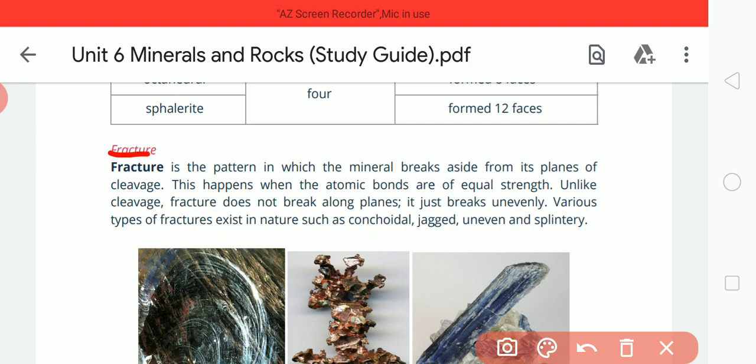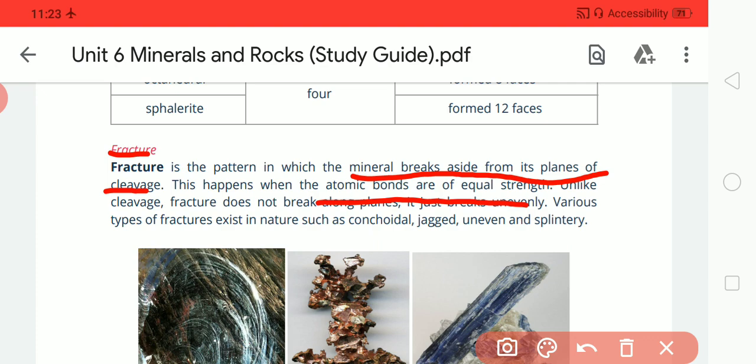Now, fracture is the pattern when minerals break aside from its planes of cleavage. So this happens when the atomic bonds are of equal strength. Unlike cleavage, the fracture does not break along planes. It just breaks unevenly. Various types of fractures exist in nature, such as conchoidal, jagged, uneven, and splintery.